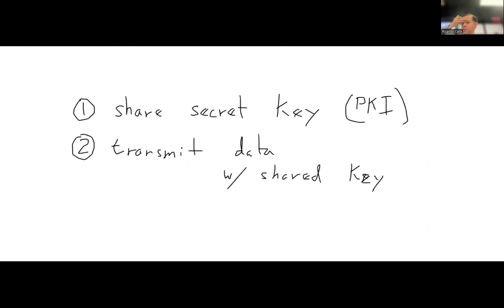So SSL is the protocol to secure web traffic, and there are two main parts. One is called the handshake protocol to establish a shared secret key using public key cryptography, and the second part is called the record layer, which transmits the data using a shared secret key. Okay. So now we're going to establish, for symmetric encryption, what process we can follow.